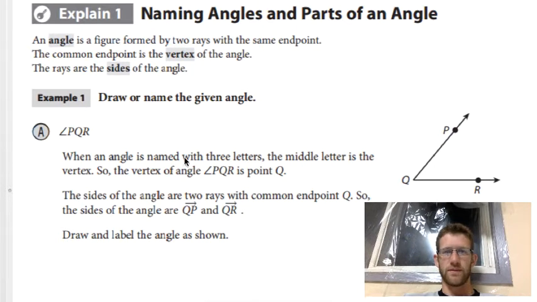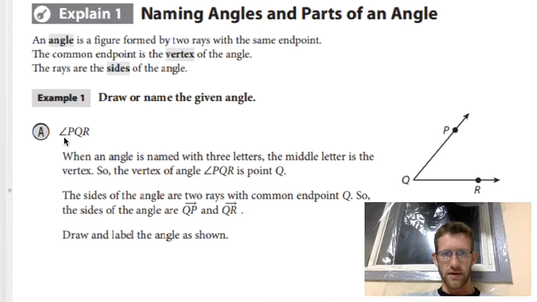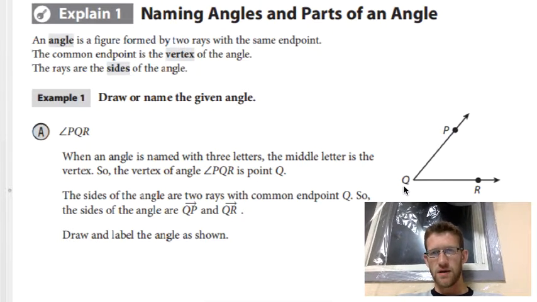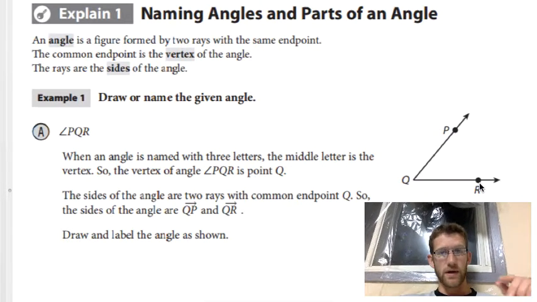Pretty doable, right? We're going to describe it by doing this little angle mark. So we're going to call this angle here angle PQR. Whenever we label angles, we always put the vertex in the middle. So we can label this PQR, or we can go the other way and label it RQP. So either one is totally fine.